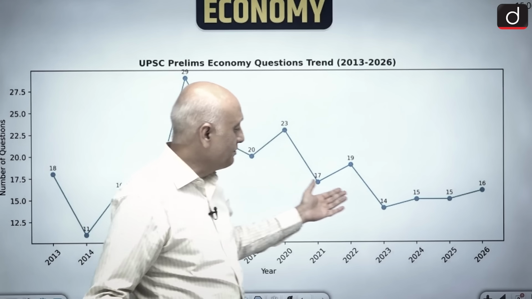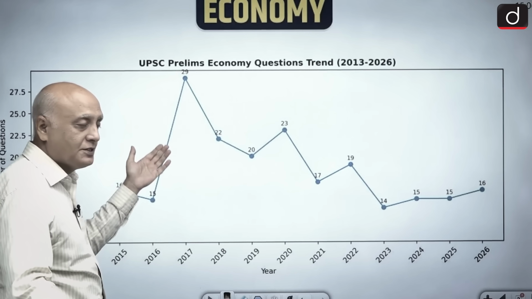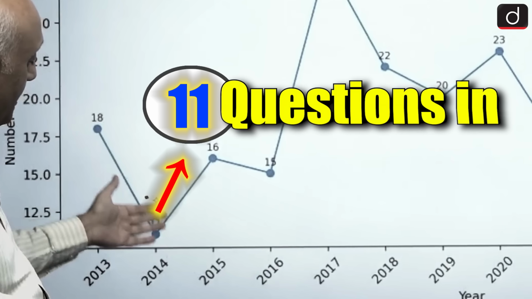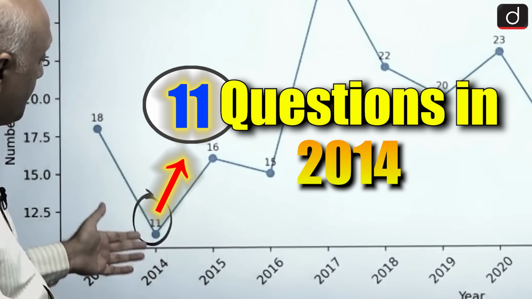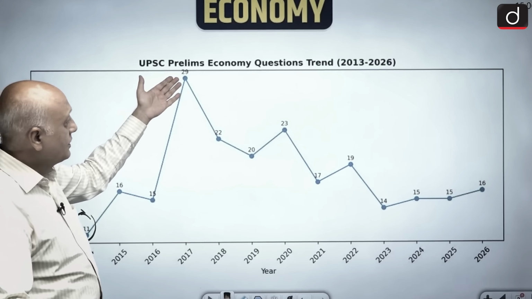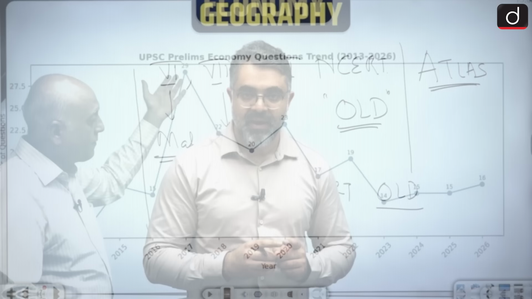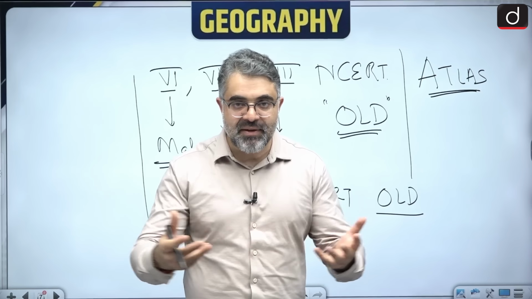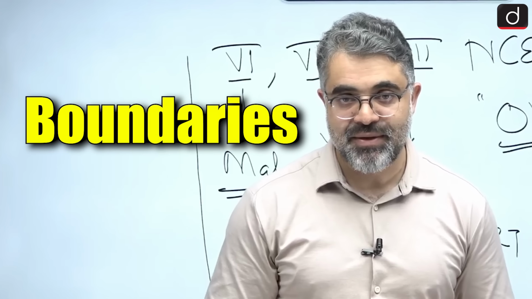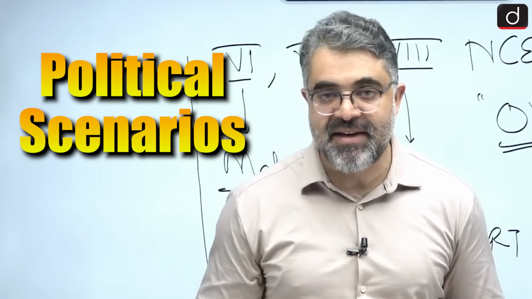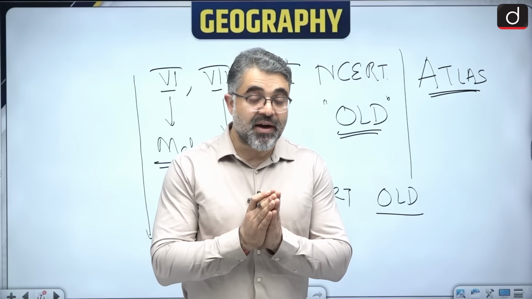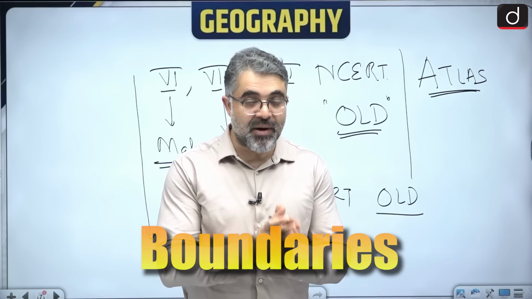So economy has always been UPSC's favorite, where the questions are ranging, except this year, 11 questions were asked in 2014. You could see a good 14-15 questions to 29 questions they are asking. Everything that happened on the surface of earth, and whatever happened changed the boundaries, changed the political scenarios. So most of the international disputes that you see are related to resources, are related to boundaries.